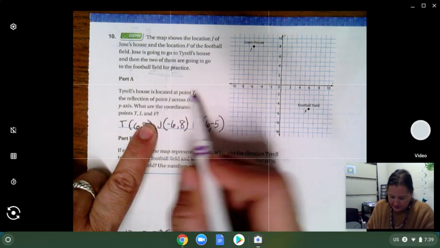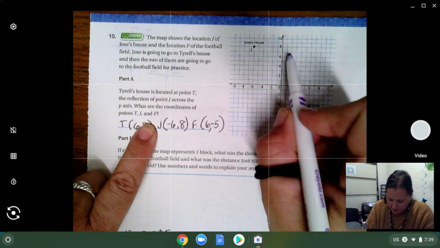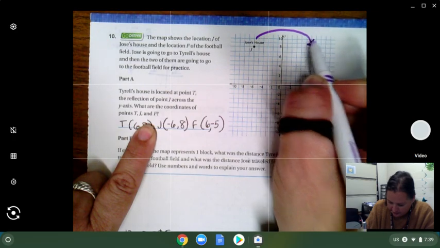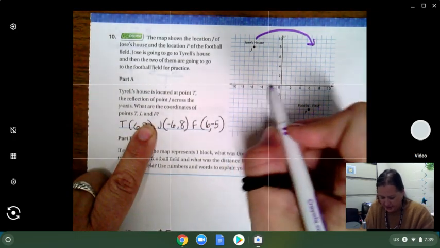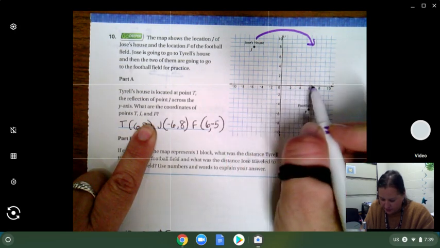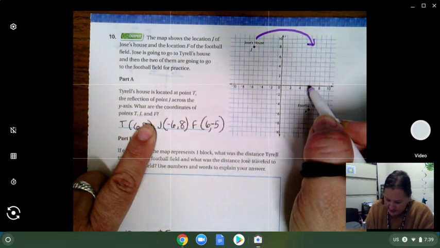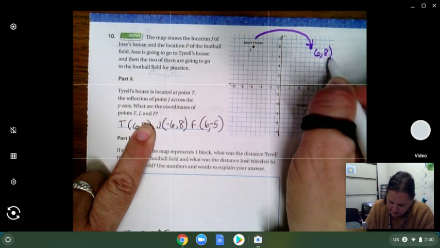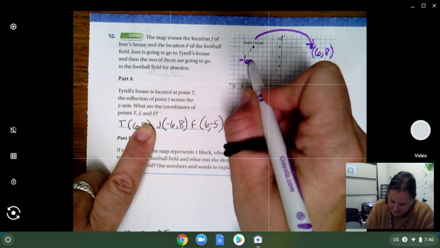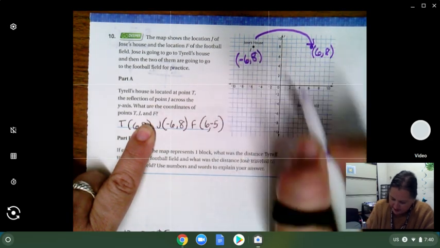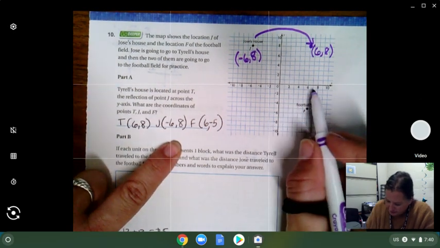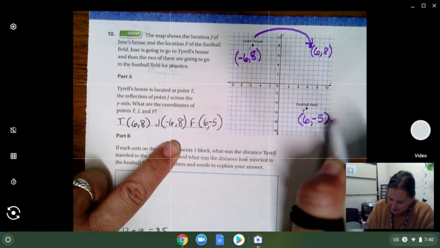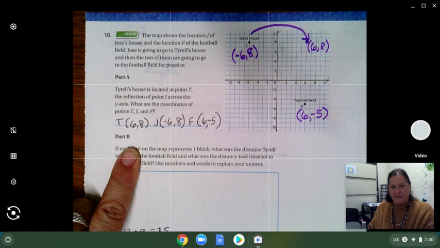So first we need to find T, Tyrell's house, and here's the y-axis. So we need a reflection across the y-axis, which will bring us over here. So if to get to J, we went -6, we would have to go +6 here, and then up 8. So it would be a 6, 8 point. This one would be a -6, 8 point. And this one here is going to be over 6, and it's a -5. So here are the points that you should have listed.